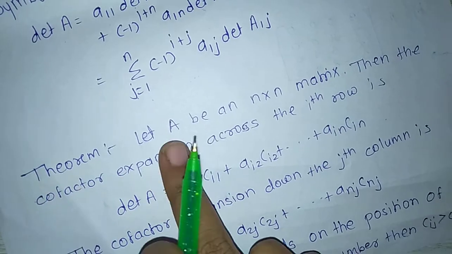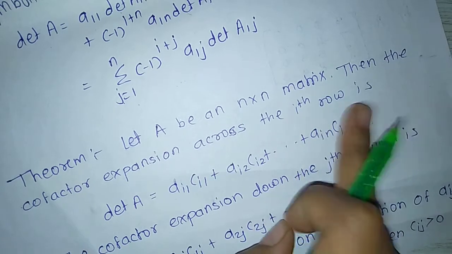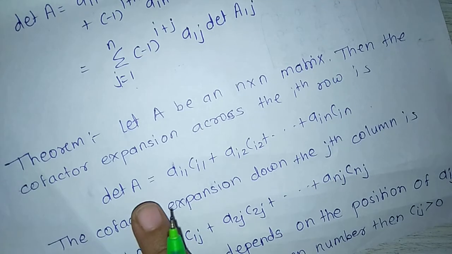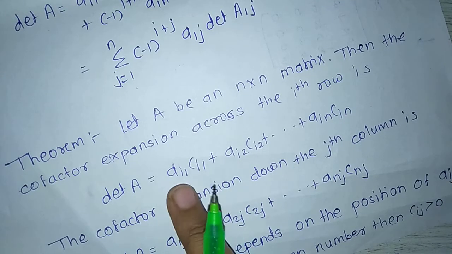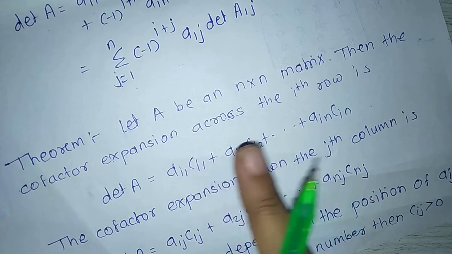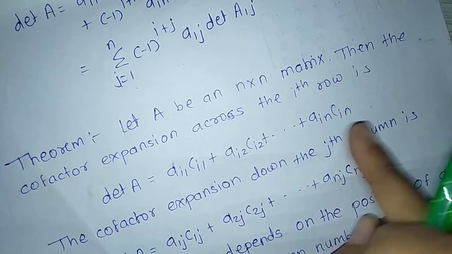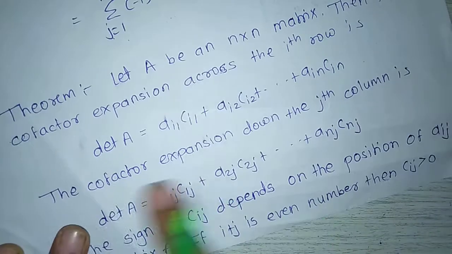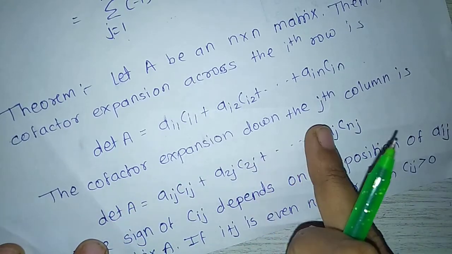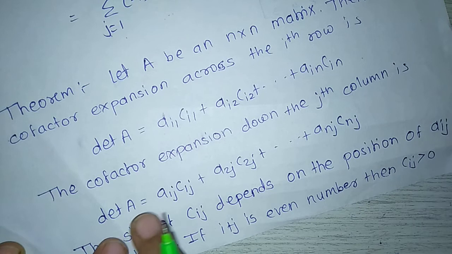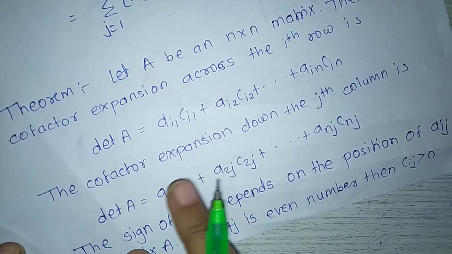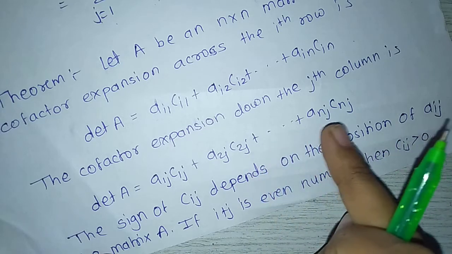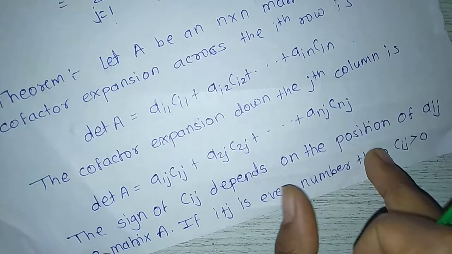Next theorem: let A be an n-by-n matrix, then the cofactor expansion across the ith row is determinant of A equal to Ai1 into Ci1 plus Ai2 into Ci2 plus and so on plus Ain into Cin. The cofactor expansion down the jth column is determinant of A equal to A1j into C1j plus A2j into C2j plus and so on plus Anj into Cnj.